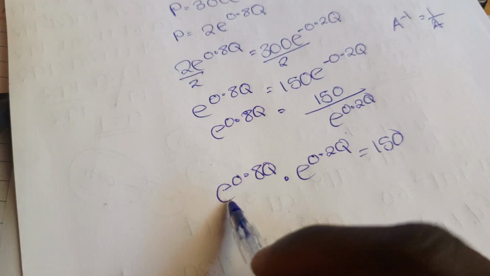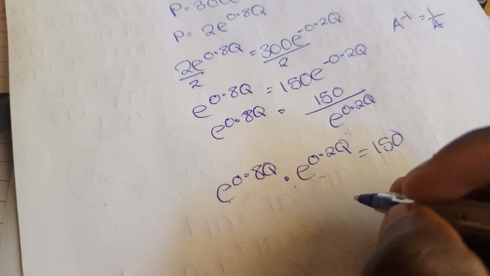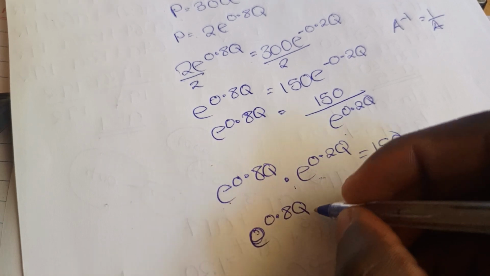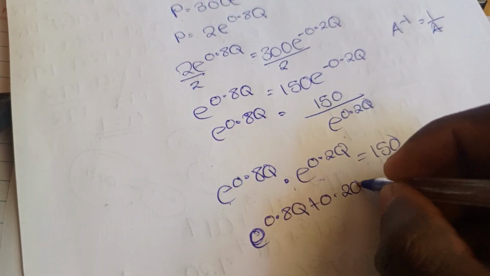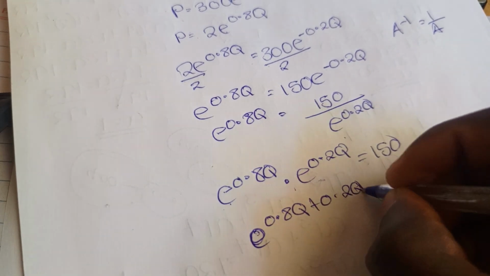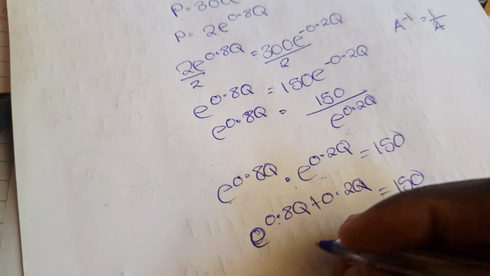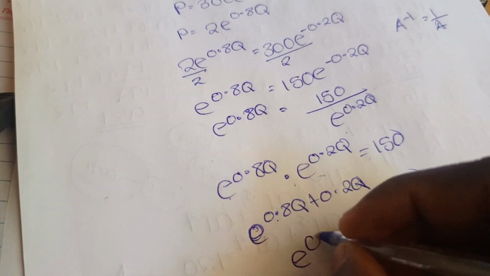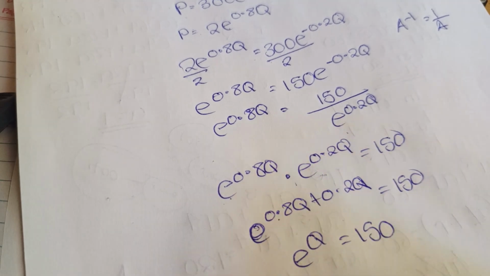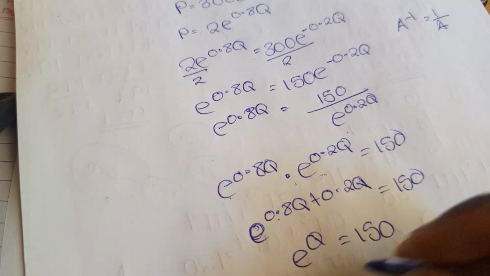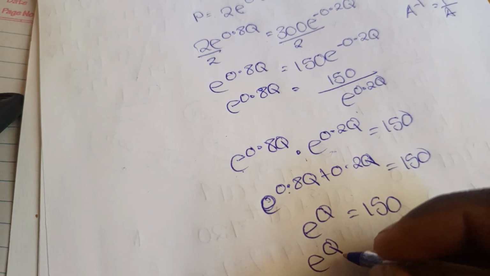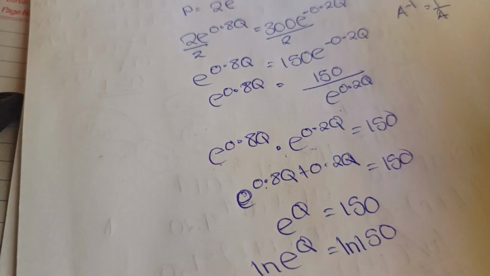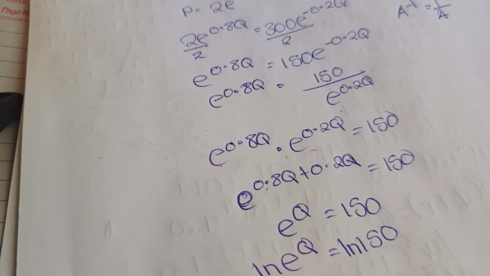Then from here, you know if the bases are the same, you can add the powers. So e^(0.8Q + 0.2Q) is equal to 150. Then from here, 0.8Q plus 0.2Q will give you 1Q, so we will have e^Q is equal to 150. Then from here, you can introduce ln both sides. So we will have ln e^Q equal to ln 150.